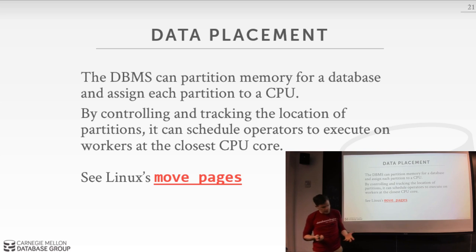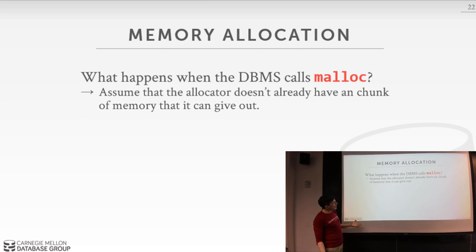Now, this is fine for once the data has already been created. It allows us to control the data after it's been created, but is there a way to control where the data is placed at the moment that we're creating it? So what happens when we actually call malloc in our system? Assume that we're running jemalloc, tcmalloc, or libc malloc, it doesn't matter which one. Assume that our database system is calling malloc because we want to allocate memory for a new block of data, and the allocator doesn't have a free chunk for us, so it has to get memory from the OS. Does anyone know what actually happens here?